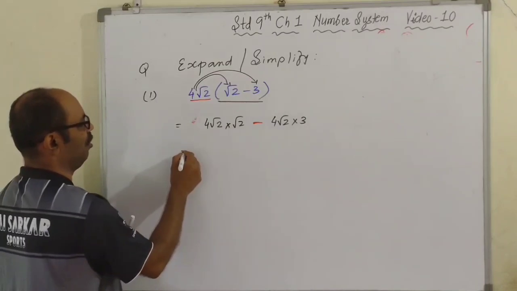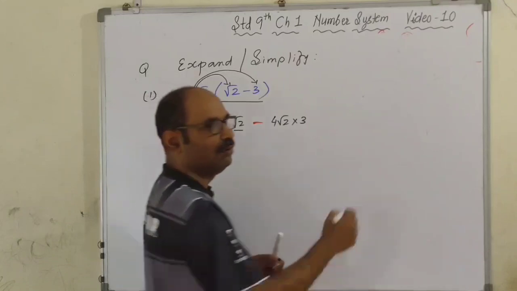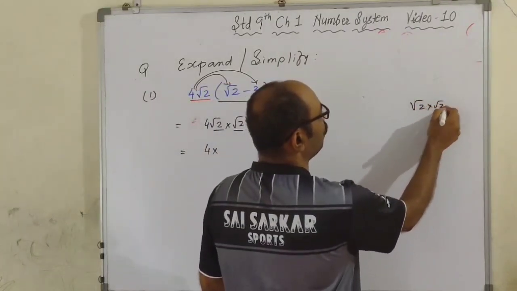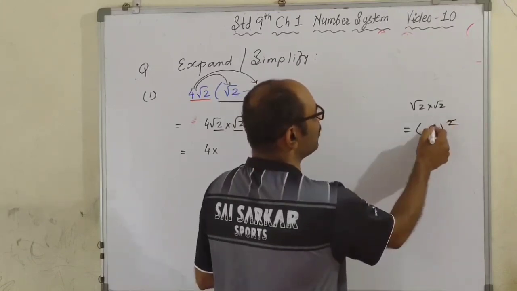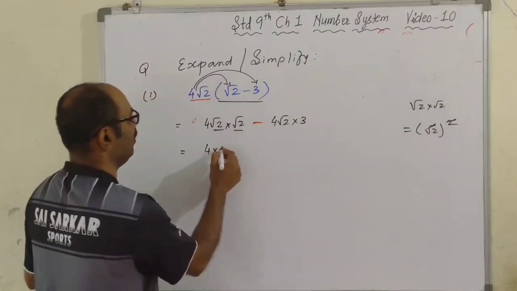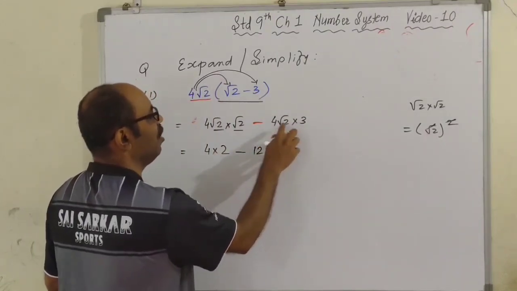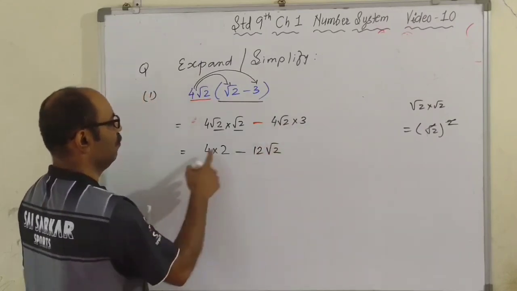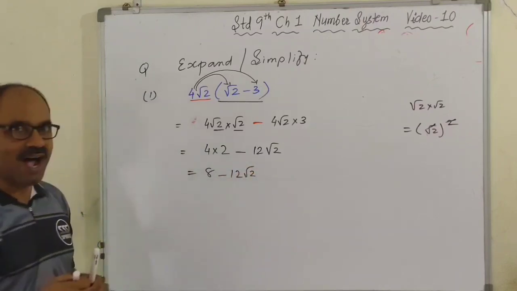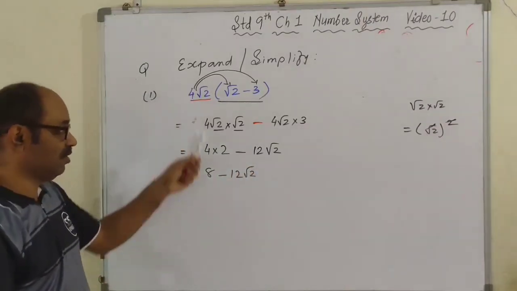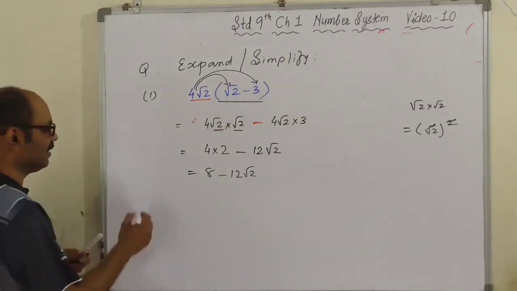Now be careful, 4 multiplied by root 2 into root 2. Root 2 into root 2 is root 2 square. Square of root 2. Square root gone. So answer is 2. So into 2 minus 4 threes are 12. Multiply kari. Or a root 2. Correct. 4 twos are 8 minus 12 root 2. This is your answer. This is your expansion. Yeah, this is your simplification. Clear to you? Check.